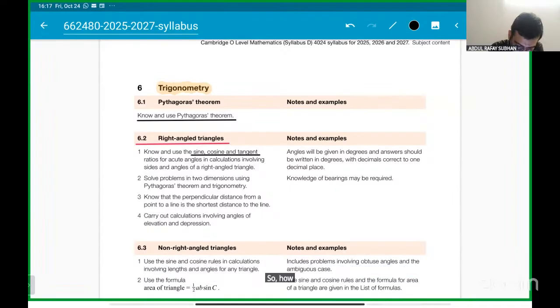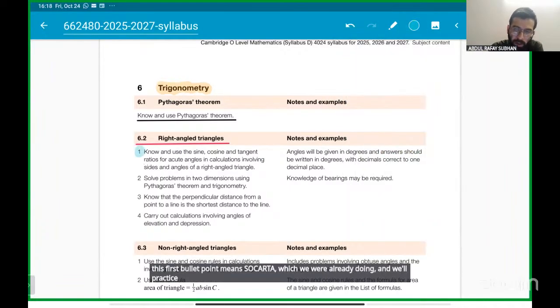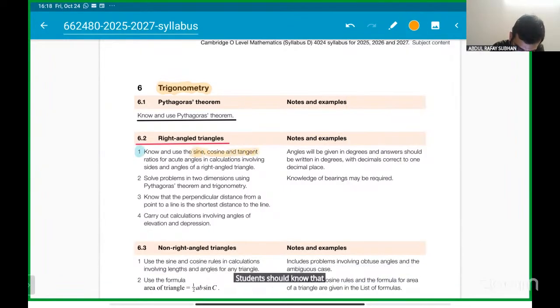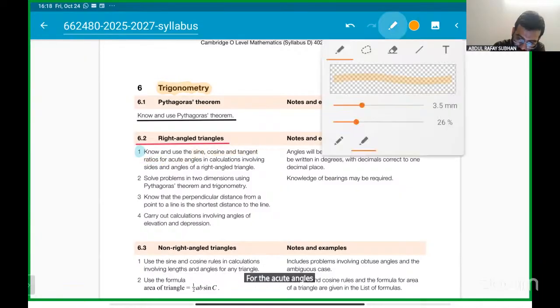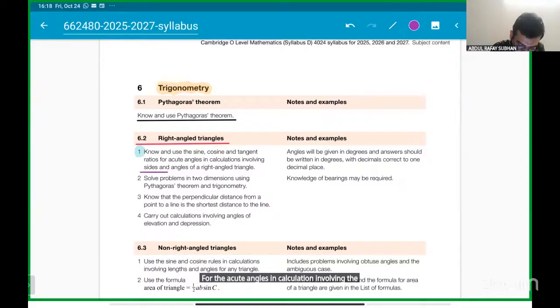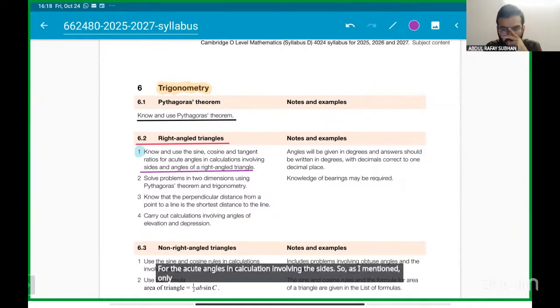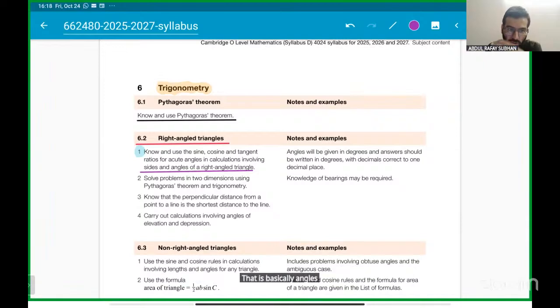So how can we get the values of SOHCAHTOA? This first bullet point means SOHCAHTOA, which we were already doing, and we'll practice more questions on that. Basic knowledge is already there. Students should know how to use sine, cos, and tan ratios for the acute angles in calculations involving the sides. As I mentioned, we always have to find only two things, students, that is basically angles and the measurements of the sides.